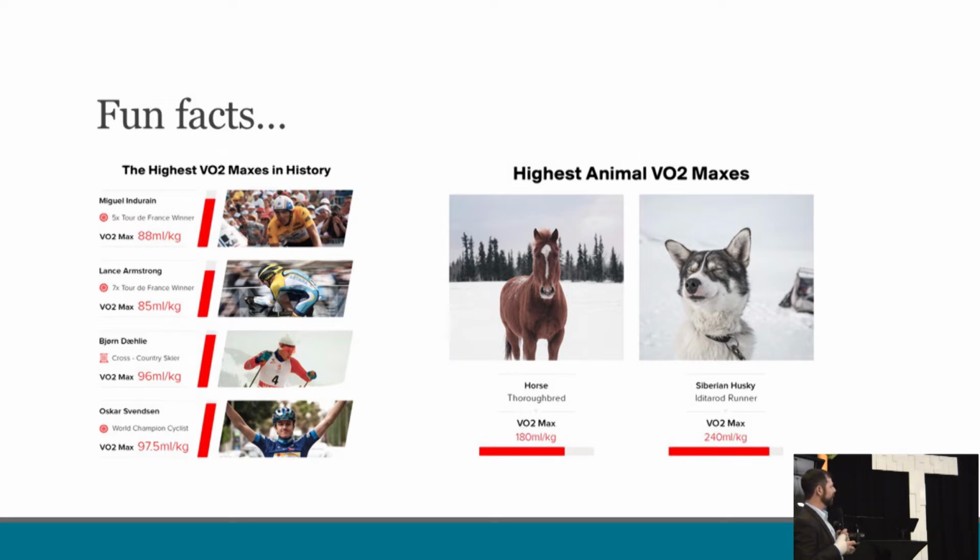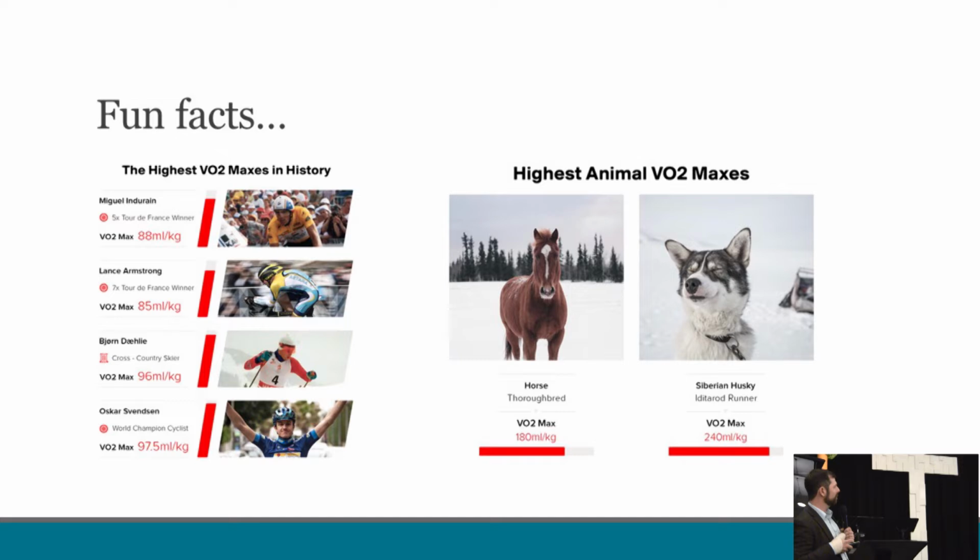So we've got a few Tour de France competitors here. There's Lance Armstrong in there, so you might take that with a grain of salt. But Miguel Indurain's about 88. Lance, with all of that enhancement, is about 85. Then we've got a cross-country skier all the way up at 95 or 96, and then another cyclist at about 97.5. So that's pretty darn impressive, for sure. By comparison, my understanding is that your average human is somewhere around 50 to 60 mils per kilogram. So these guys are definitely the elite here.